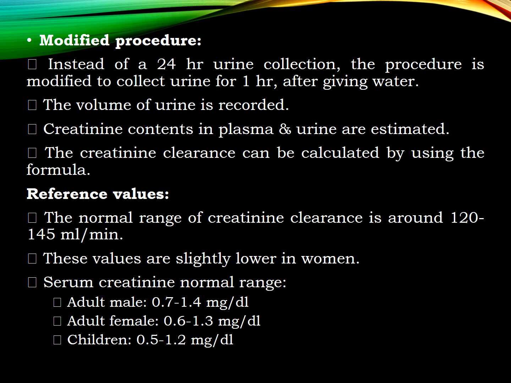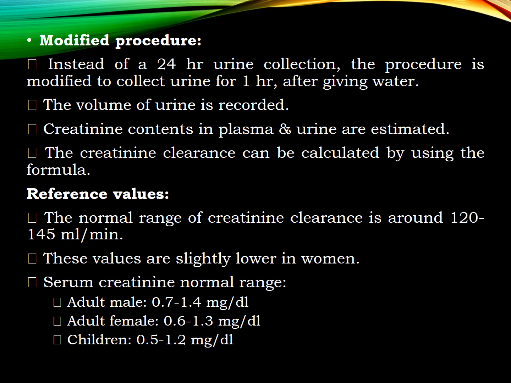Here is the modified procedure for the clearance test. Instead of a 24-hour urine collection, we collect the urine for 1 hour after giving water, and the volume of the urine is recorded immediately, and creatinine content both in the plasma and urine are estimated, and the creatinine clearance can be calculated by using the formula, that is C equal to U into V divided by P.